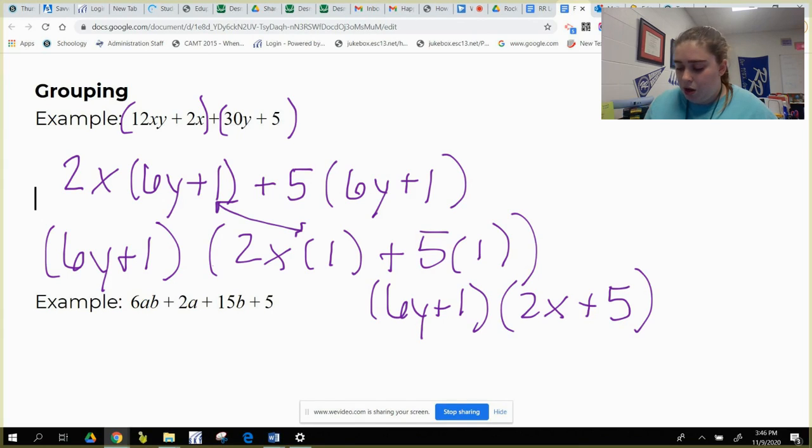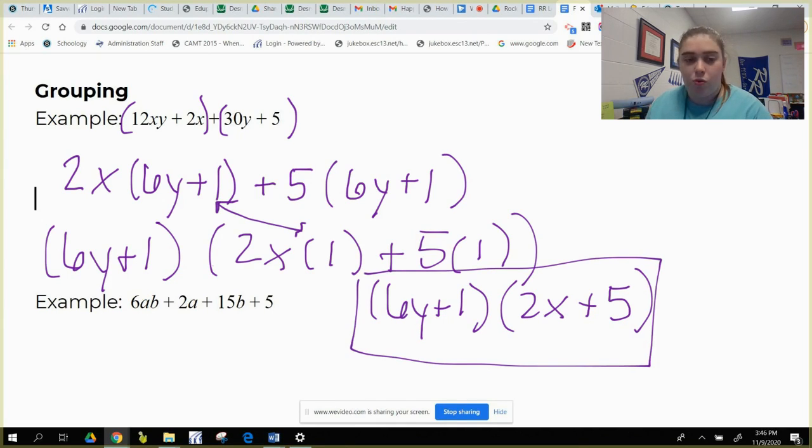All right, so we're going to box in that answer. And again, if you want to check that, you can check it by multiplying those together, okay? So now what you should do is go to that next example and try it on your own, and then we will come back and go over it together.